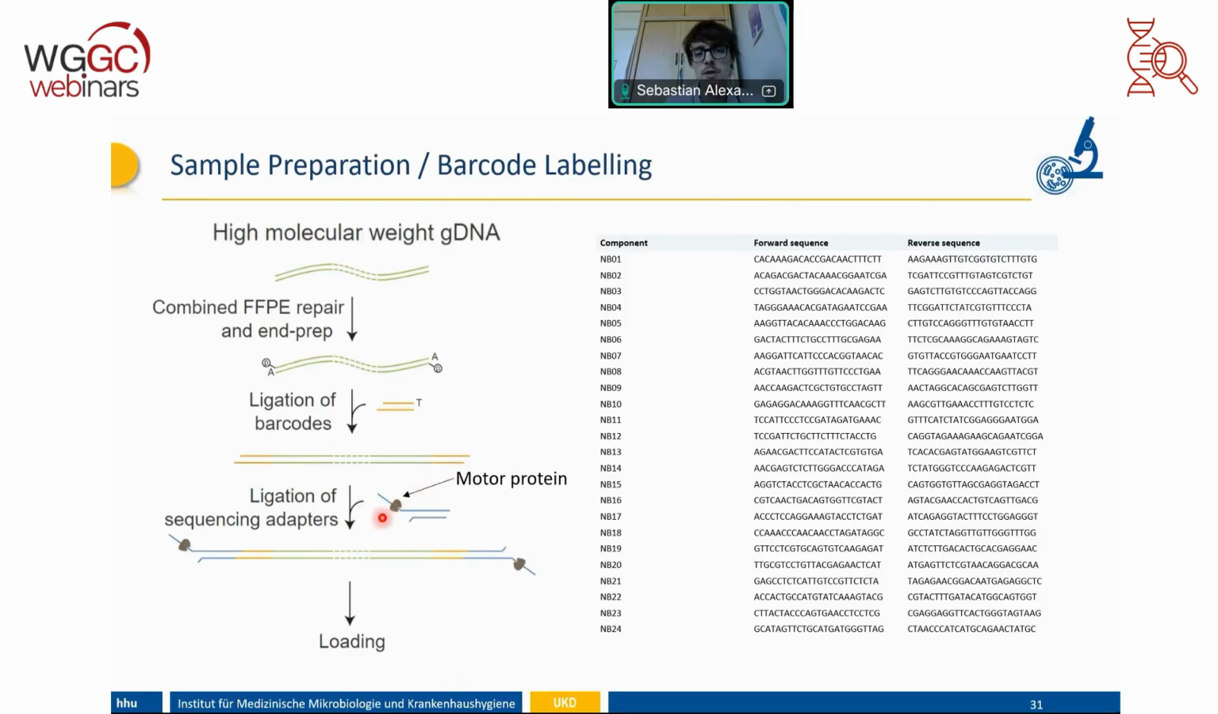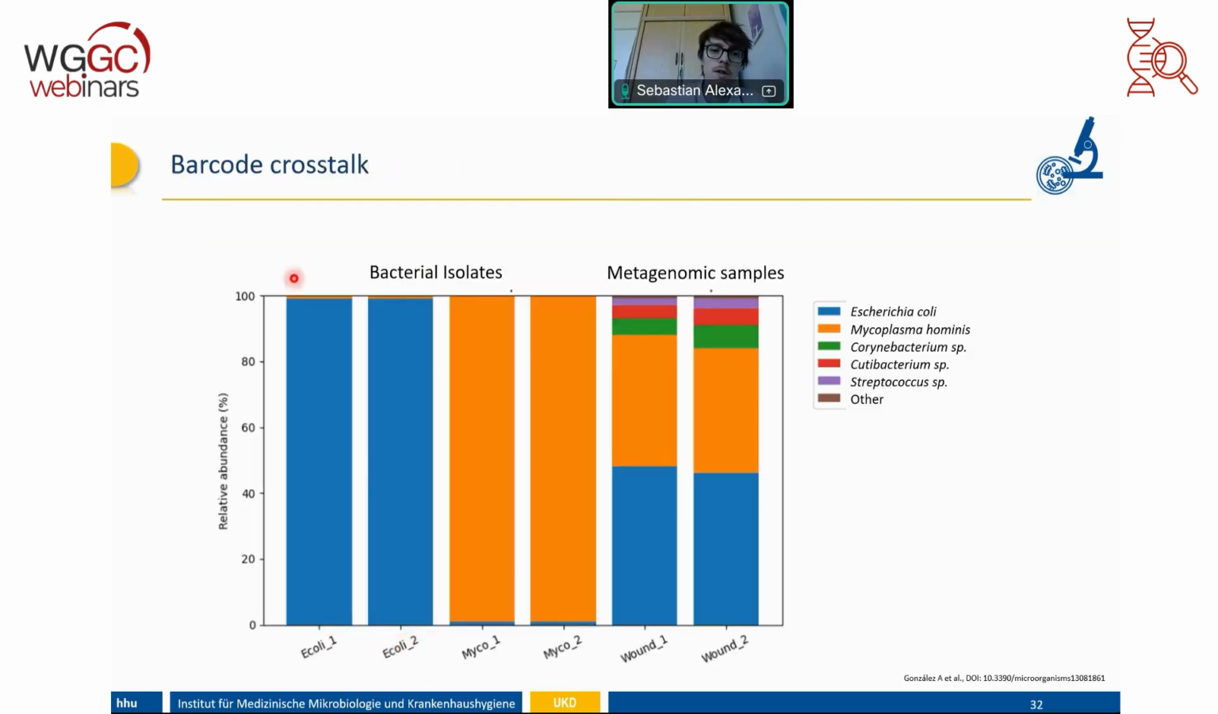We need this to guide the DNA through the pores, I told you in the beginning. And then you can pool all of your samples. So in this case, up to 24 different samples on one flow cell, and you can distinguish them using the specific barcodes. And we did this, of course, because we wanted to reduce cost as much as possible. And we also used different projects on one flow cell. But then we realized something strange.